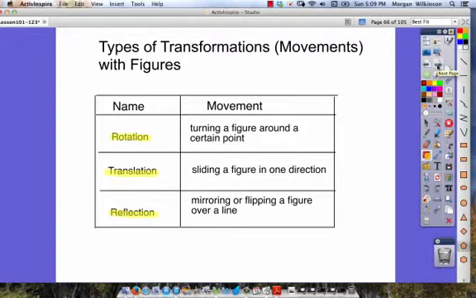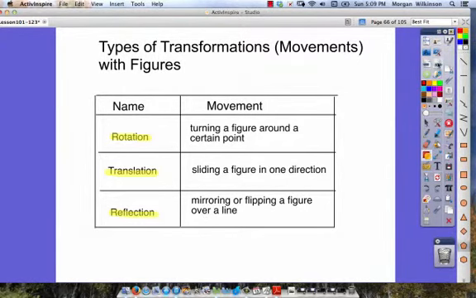Now whenever we talk about polygons, we can move polygons back and forth, up and down, we can flip them, we can rotate them. And here are the types of transformations or movements with figures. We can have a rotation of a figure, which means we're turning the figure around a certain point. We can have a translation, which means sliding a figure in one direction. Or we could have a reflection, which means mirroring or flipping a figure over a line. We do have a bunch of notes today. Make sure you've got these so you can refer back to them when you have questions about polygons.